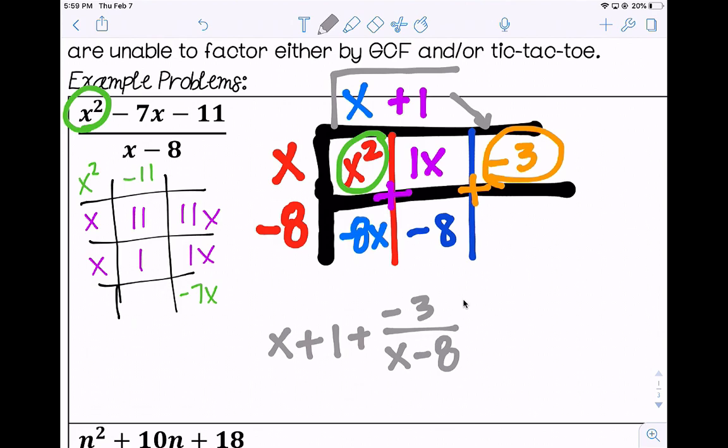Okay, so this is our remainder. This is what our problem is: x plus 1 with a remainder of negative 3 divided by x minus 8. So they could ask for the whole answer. They might also ask for just the remainder. So in this case, negative 3 is our remainder. Okay, let's do another one.